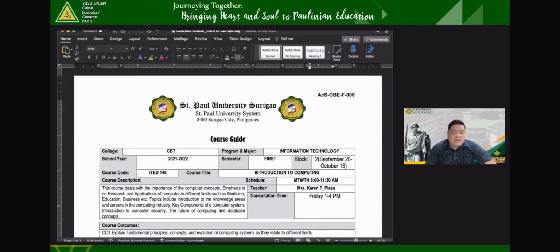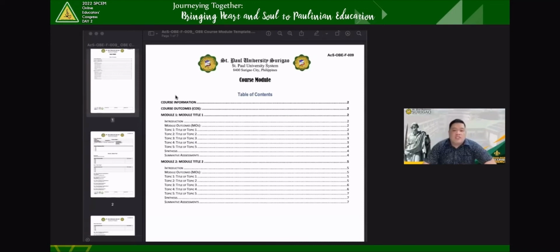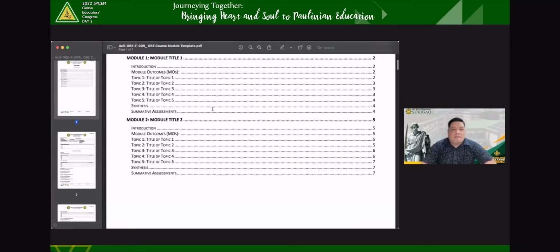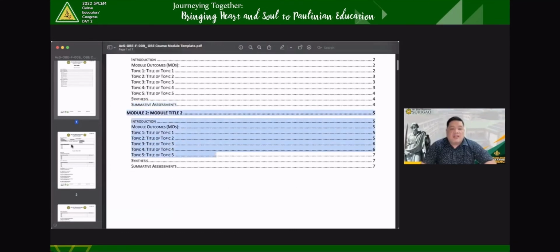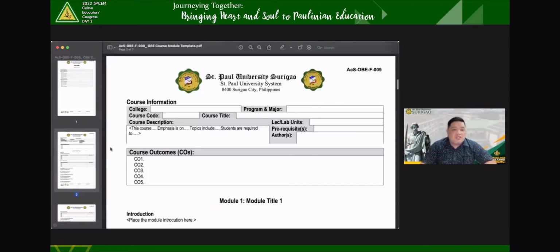And then the last template that I'm going to show you is the course module template. Here. So the course module template, can you see it? Yes, sir. Yeah, so this is the course module template. We have module 1, for example, module title 1, introduction, module outcomes, and then topic 1, topic 2, topic 3, topic 4, topic 5. We have synthesis of the module and summative assessments for this particular module. We have all similar to another module. So the details of these particular modules will be like this.